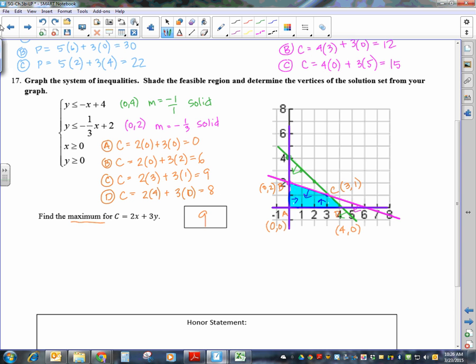So there's your study guide. Make sure you understand each of these problems, and if you have any questions, please come see me.